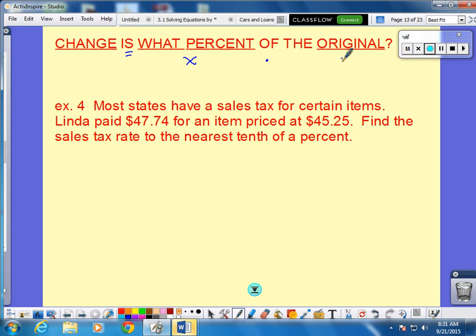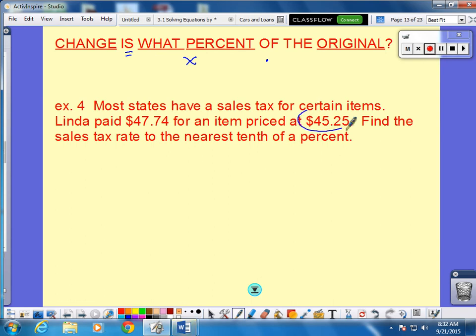Now, we're going to use that just momentarily here. Most states have a sales tax for certain items. Some states don't. Some states you don't pay taxes for groceries, or some people don't have land tax. That'd be great, wouldn't it? Linda paid $47.74 for an item priced at $45.25. Find the sales tax rate to the nearest tenth of a percent. All right, we're looking for the percent of increase or decrease.